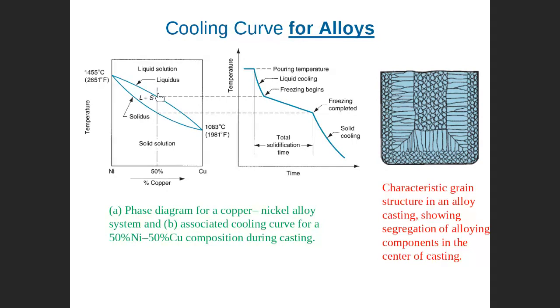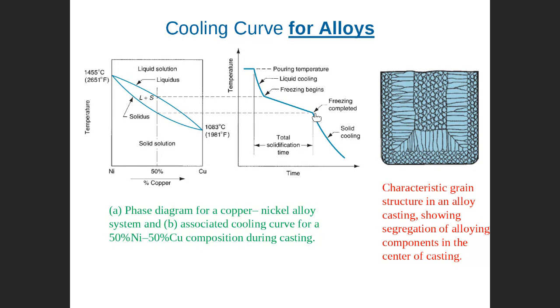One has a lower melting temperature, one has a higher melting temperature. The material will not solidify or freeze at the same temperature. Here, this is the pouring temperature. The material cools down, cools down until it reaches the solidification point. Then one of the two materials will start to solidify here, while the other one is still liquid. As you cool down, the other material also starts to solidify. At this point, all the material has solidified.